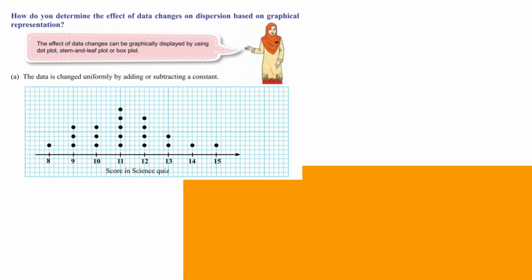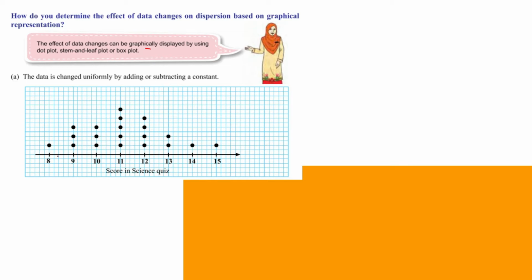Okay, how do you determine the effect of data changes on dispersion based on graphical representation? The effect of data changes can be graphically displayed by using a dot plot, stem plot or box plot. Okay, so this one is when it's already in graphic form. One is how you discuss if you have been given a set of data. This one is graphically. So here is the dot plot.